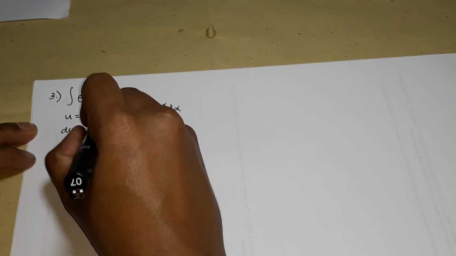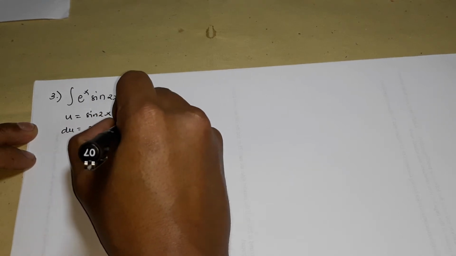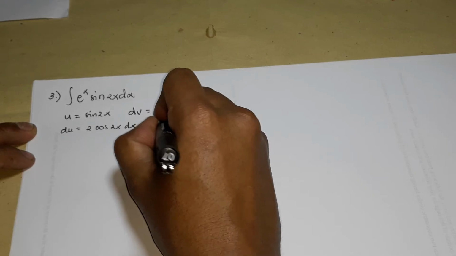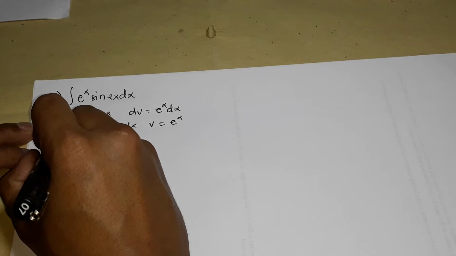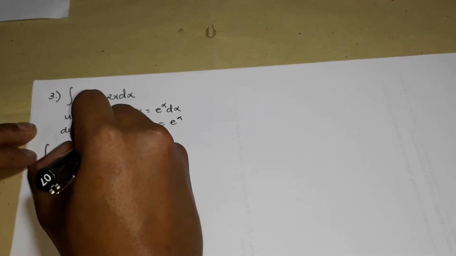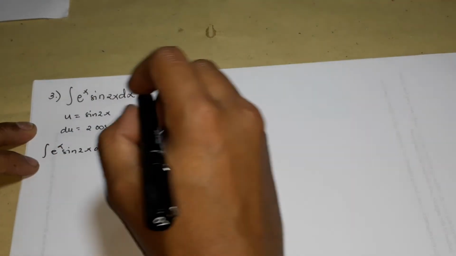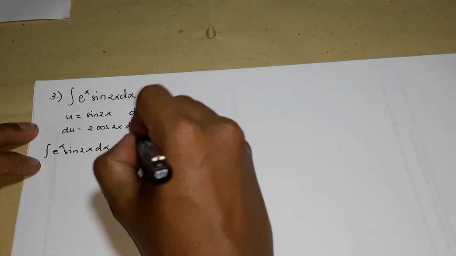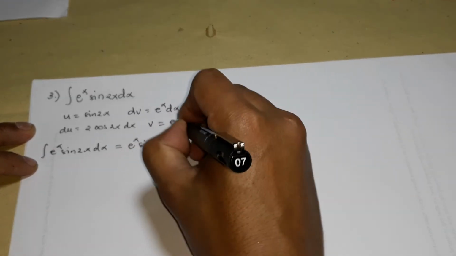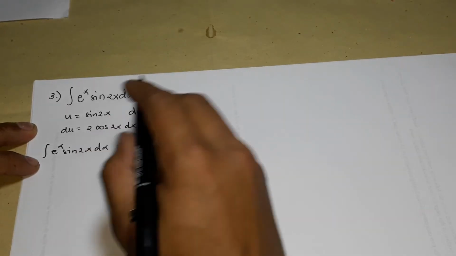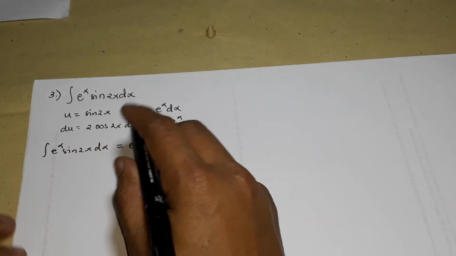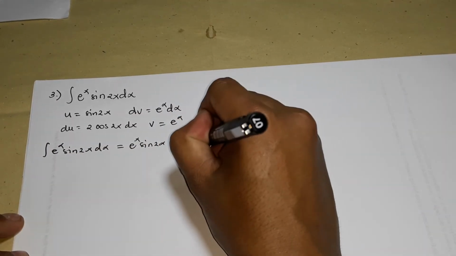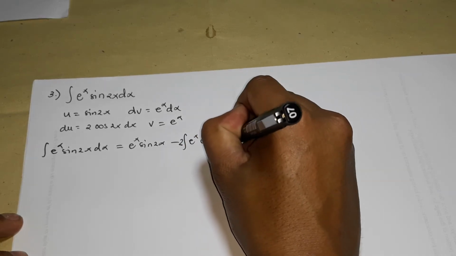So differentiating sine 2x, we'll have 2 cosine 2x dx, and then integrating e to the x dx is e to the x, and then we have the integral of e to the x sine 2x dx is equal to uv, e to the x sine 2x, minus the integral of v du, and then you just throw outside the 2, and then e to the x times cosine 2x, then you affix dx.